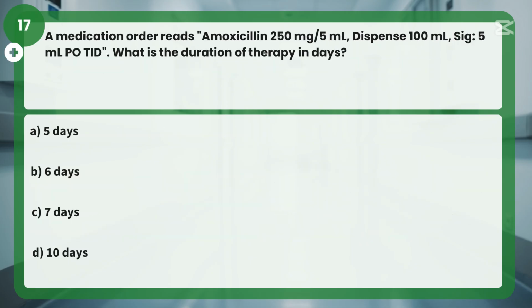Question 17. A medication order reads amoxicillin 250 mg per 5 ml, dispense 100 ml, Sig: 5 ml PO TID. What is the duration of therapy in days? A. 5 days. B. 6 days. C. 7 days. D. 10 days.